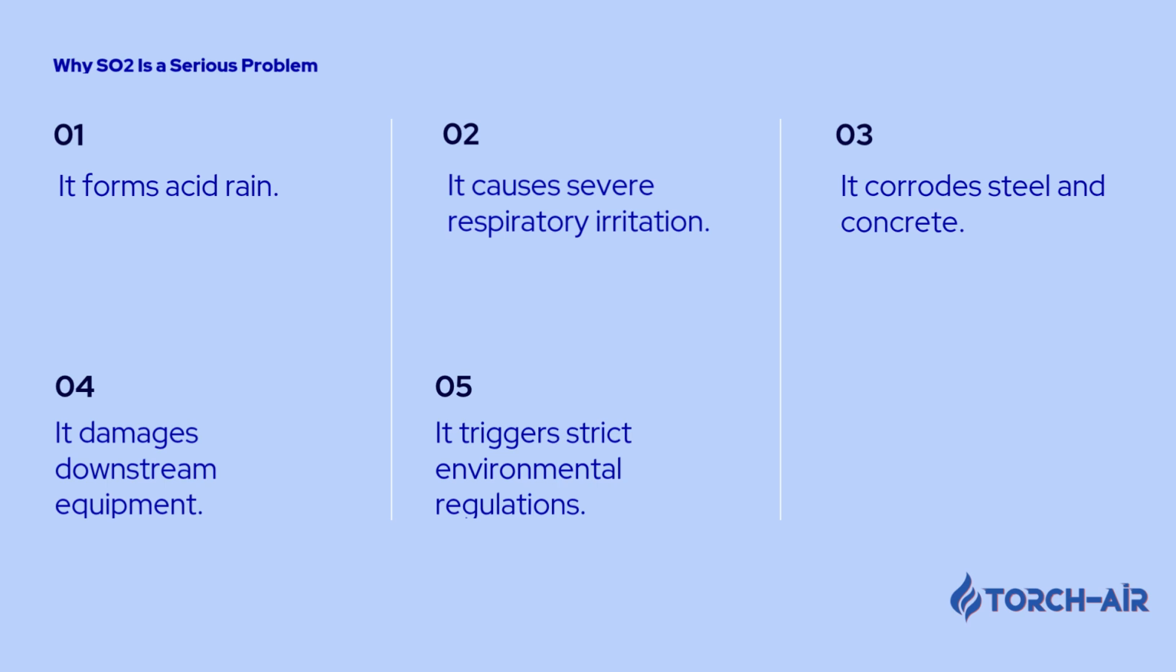Why SO2 is a serious problem. Sulfur dioxide creates several major risks. First, it forms acid rain. Second, it causes severe respiratory irritation. Third, it corrodes steel and concrete. Fourth, it damages downstream equipment. Fifth, it triggers strict environmental regulations. SO2 is visible, measurable, and heavily regulated.